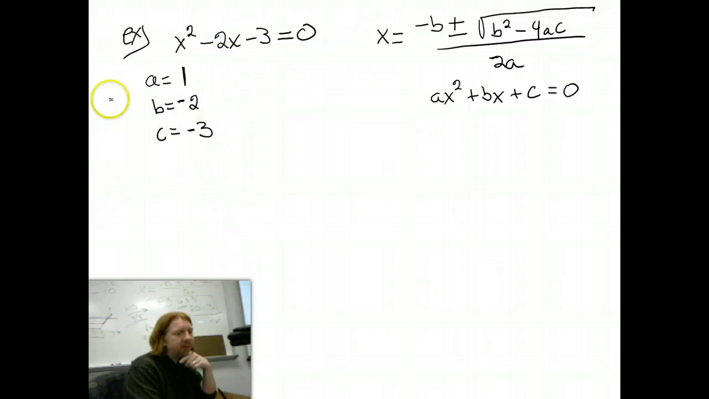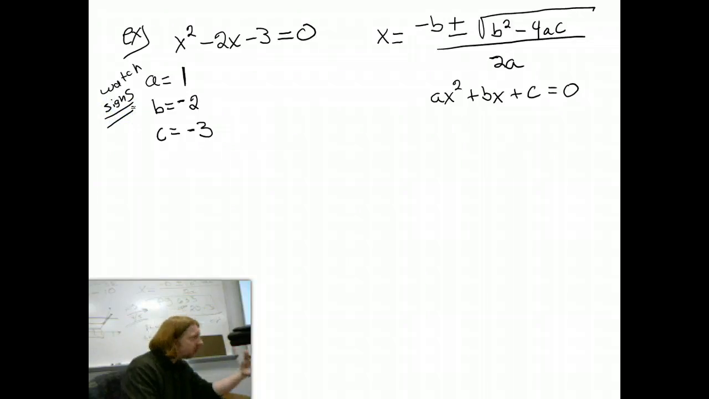Watch your signs. Now this one happens to have a lot of negatives. That's good and bad. The good news with all the negatives is that it's exposure to a fairly challenging problem. The downside is we've got to watch signs while we solve it. Now all we've got to do to get the answer is just plug everybody into the formula.